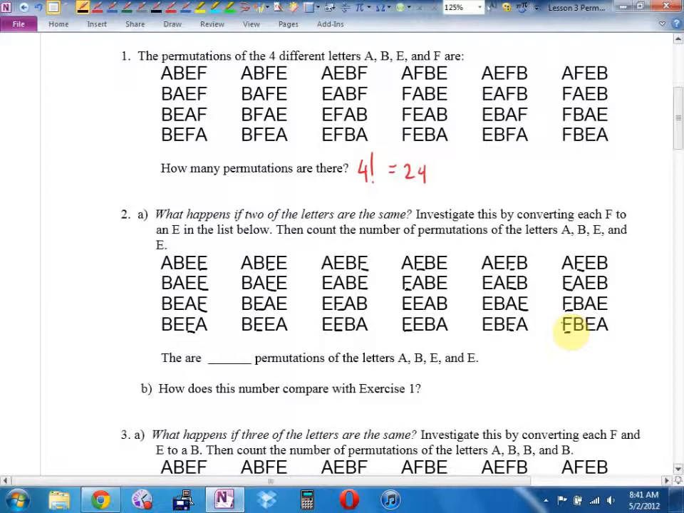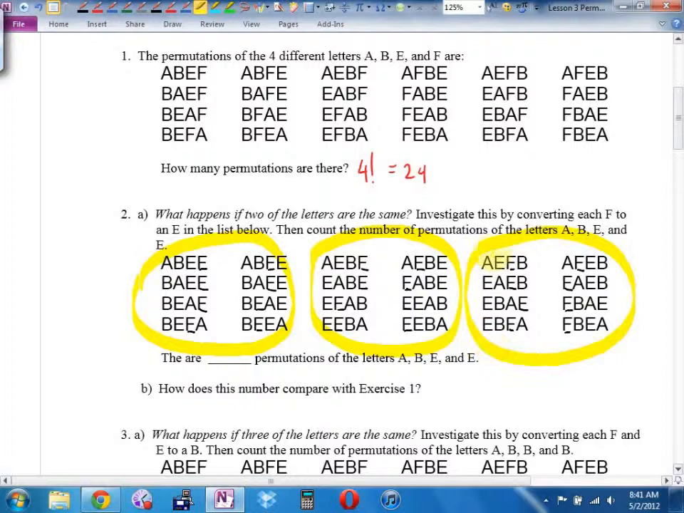You did that? And here's what I notice. If instead of using A, B, E, F, I use A, B, E, E, both those groups are actually identical, aren't they? Both those groups are actually identical. So I don't actually have 24 different possibilities, because this one appears twice.